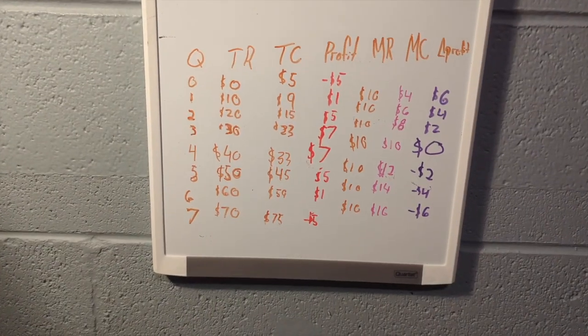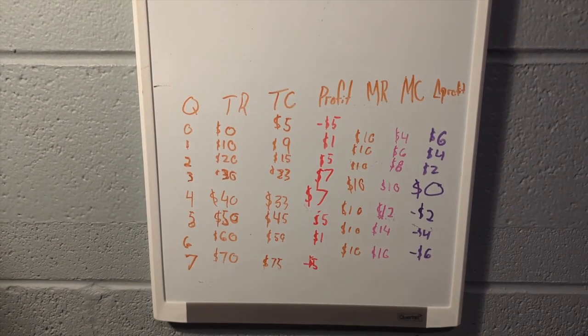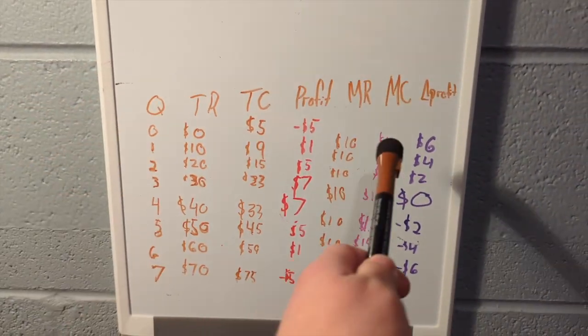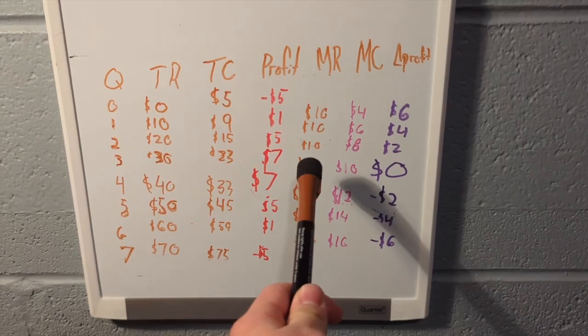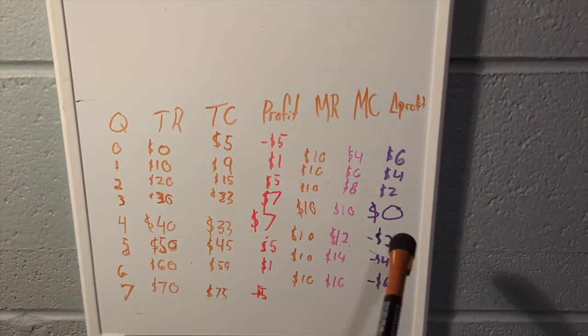So to find marginal profit, they're going to have to subtract these two numbers. So marginal revenue subtract marginal cost. $10 subtract $4 is $6. $10 subtract $8 is $2. 10 subtract 10 is 0, and it goes all the way down.